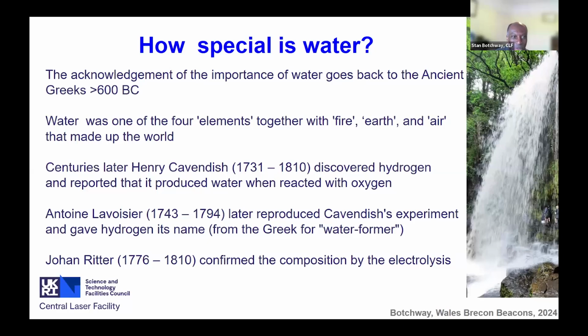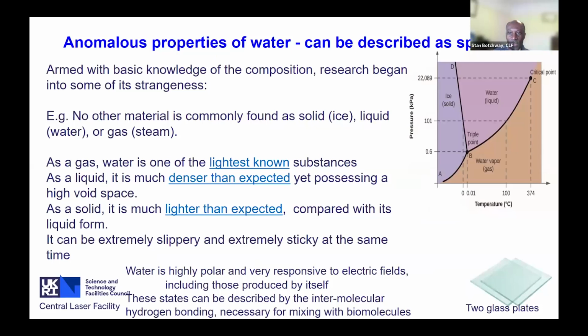Water, of course, is very special. Obviously, this has been talked about way back in ancient Greece, more than 600 BC. As Geoffrey just mentioned, water is one of the 4 elements, together with fire, earth, and air, thought to make up what the world is. However, centuries later, Henry Cavendish discovered hydrogen and reported that it produced water when reacted with oxygen. Lavoisier later reproduced Cavendish's work and gave hydrogen its name from the Greek for water former. And of course, this has been reproduced by others, particularly John Ritter, who confirmed water composition by electrolysis using electricity, that we've heard all about.